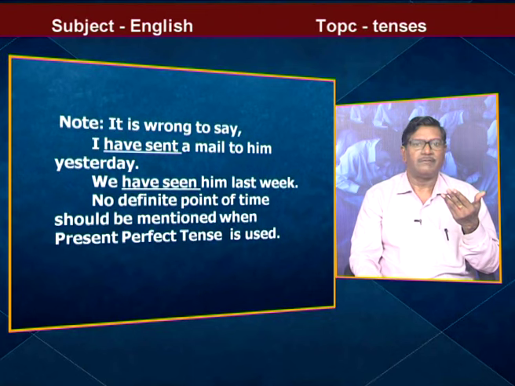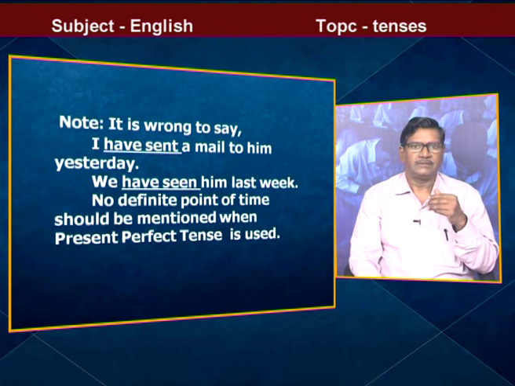Now, it is wrong to say, I have sent a mail to him yesterday. These are the general wrong expressions being done. I have sent a mail to him yesterday. We have seen him last week. No definite point of time should be mentioned when present perfect tense is used. Yesterday ani, last week ani.